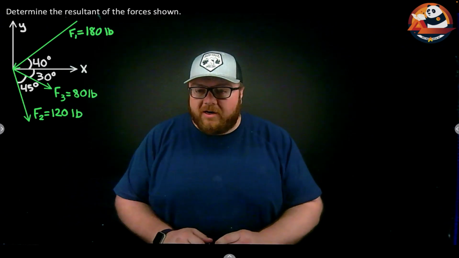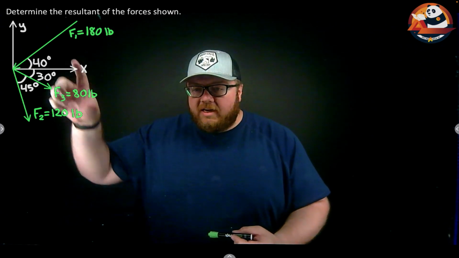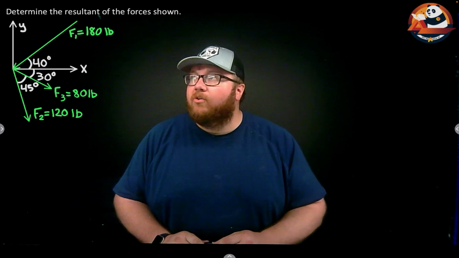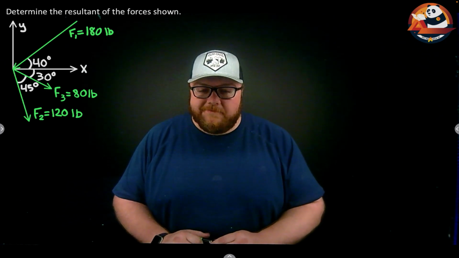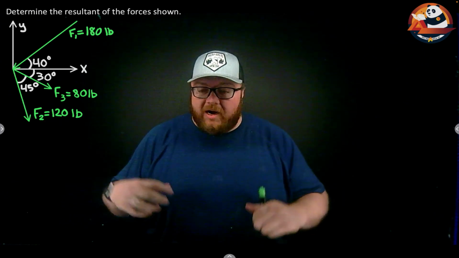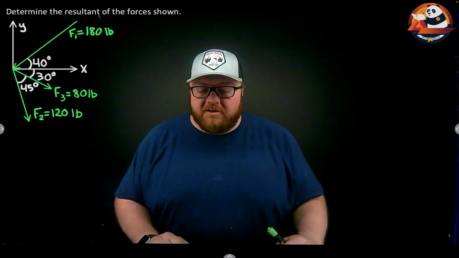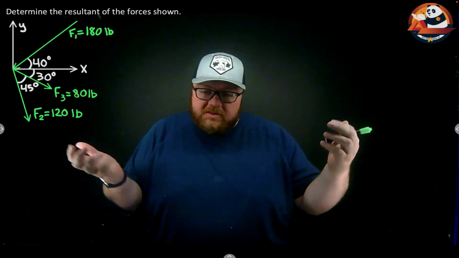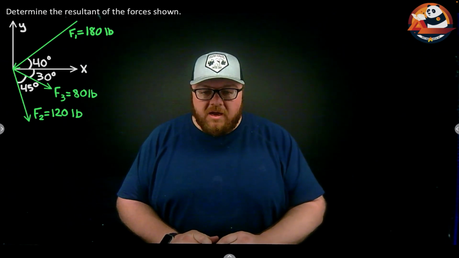Let's tackle an example problem. So we're coming in and saying, let's determine the resultant of our forces shown here. We're not told to do it a specific way, so we're just going to add up our x and our y components, really our i and our j terms, and then use that to get the resultant force and direction out from everything. So let's just go for it.